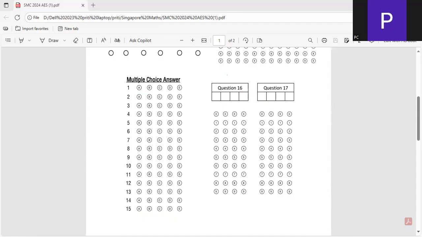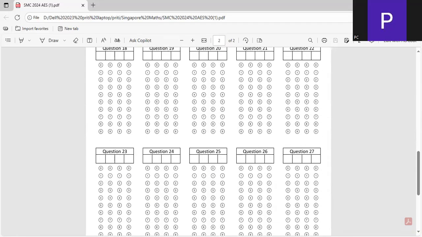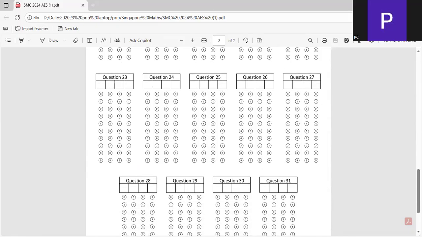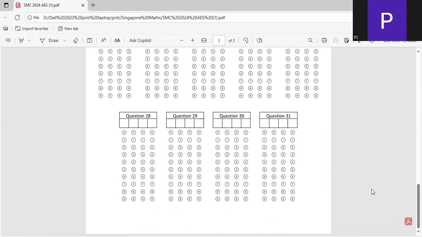And this is how the second page of the paper will look. You have to circle the correct answers, and this will be the format.